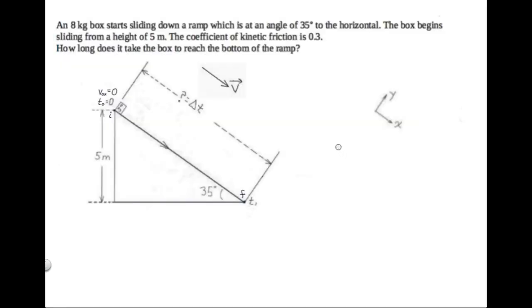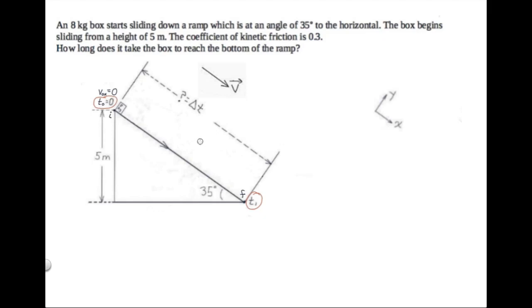For a kinematics problem, we should try to build as much kinematics information as possible into our sketch. We can indicate that the box's path of motion is from this point to this point just by drawing this arrow on the path. We can label the key points in time: t sub 0 when the box starts sliding at the top of the ramp, and t sub 1 when the box reaches the bottom of the ramp.